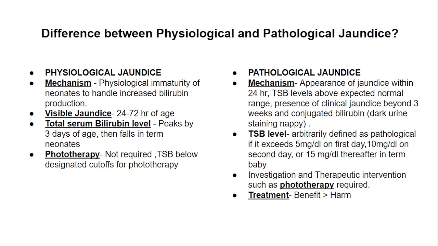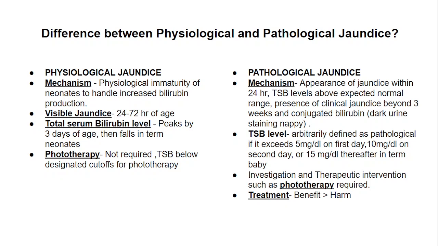What are the differences between physiological and pathological jaundice? The physiological jaundice is due to the immaturity of neonates to handle increased bilirubin production, whereas the pathological jaundice usually occurs within 24 hours, and the total serum bilirubin levels are above the expected normal range. It is the presence of clinical jaundice beyond 3 weeks, and the conjugated bilirubin picture is there, which means there is dark urine and stained nappy.